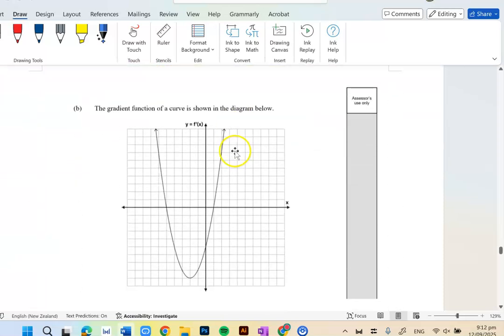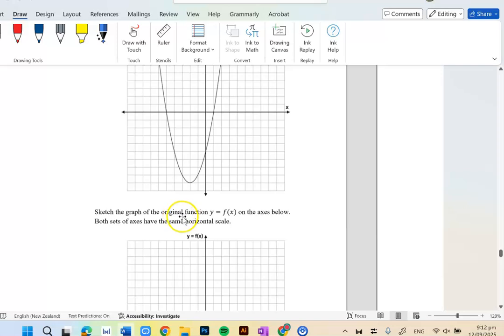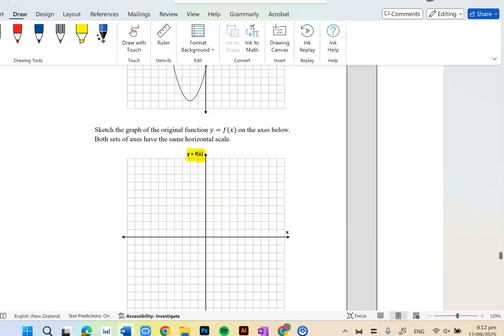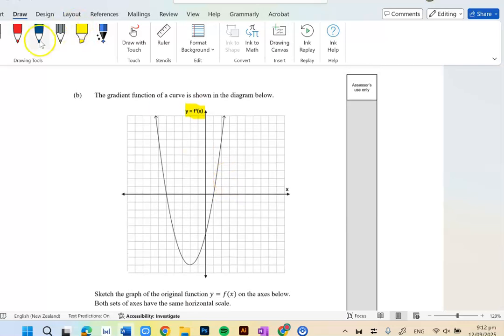Next question. Okay, another one of these draw the graph ones, so pretty easy. The gradient function of a curve is shown below. Notice how this has a little dash in it, which means our new graph, I'm assuming it doesn't have a dash, yep, that means this is the anti-differentiated version.